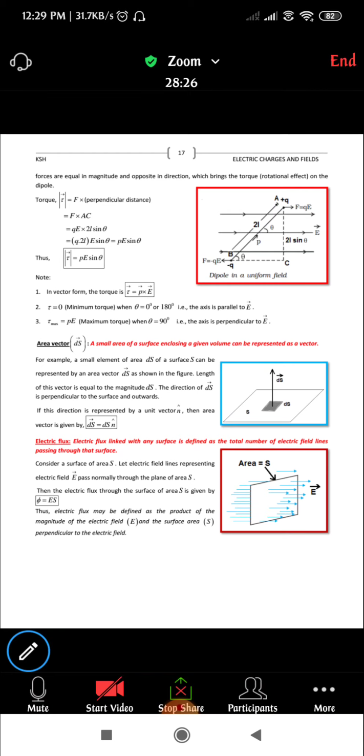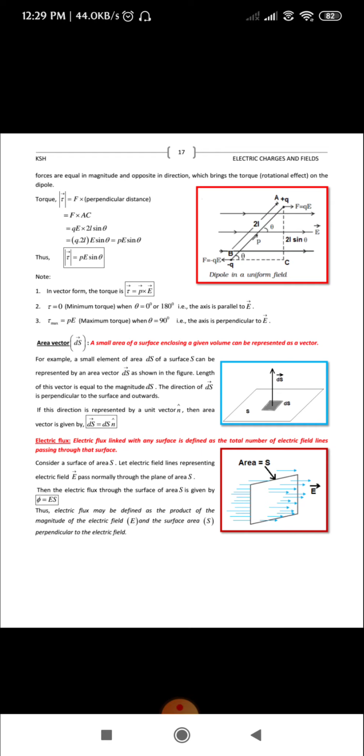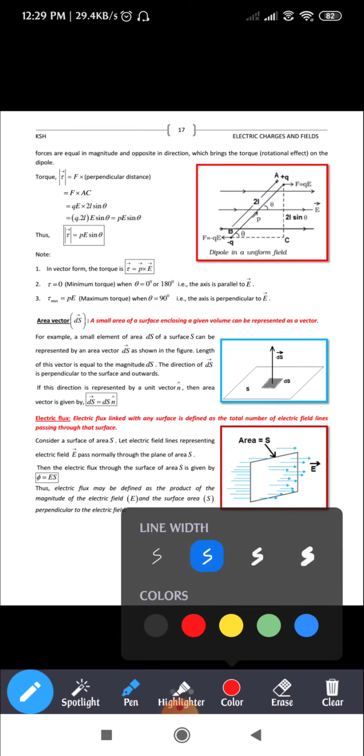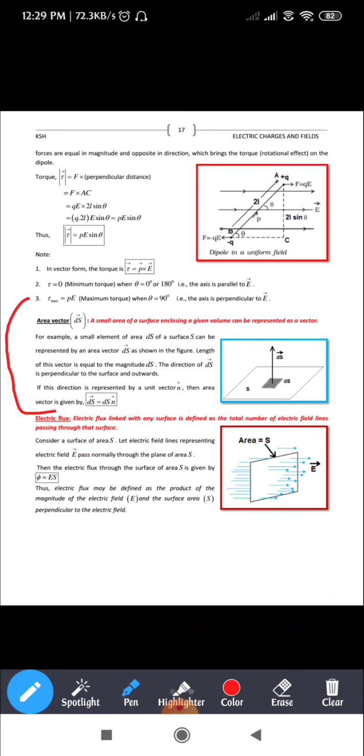Okay, fine. Coming to the next topic, that is area vector. Area vector is denoted by ds vector. I'll just read out the definition of that. Area vector is defined as a small area of a surface enclosing a given volume can be represented as a vector. I'll just read out the theory part.